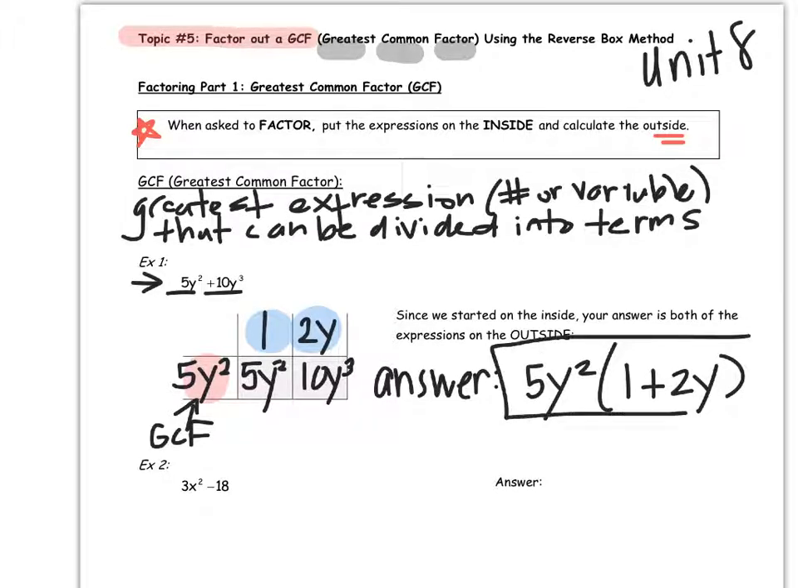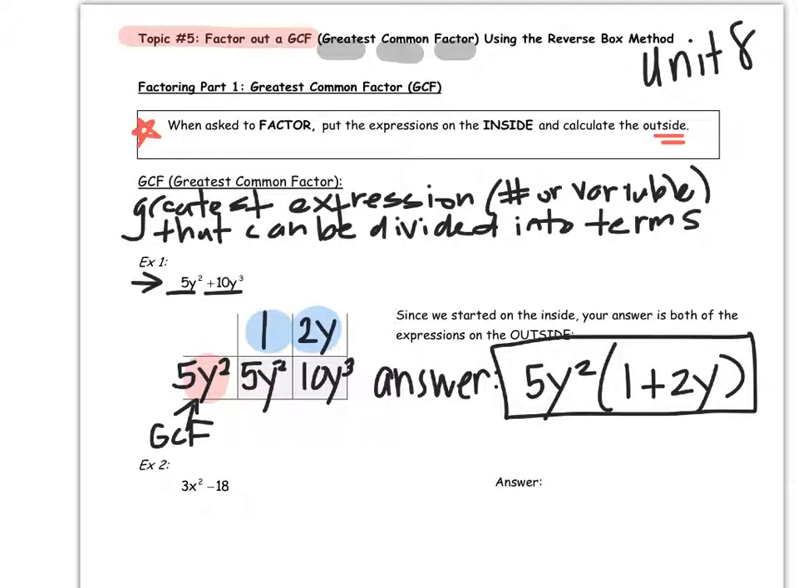And I want you to think real quick, if you were to multiply these, 5y squared times 1 is 5y squared if we distributed. 5y squared times 2y is 10y cubed. So that's how we know that that works.